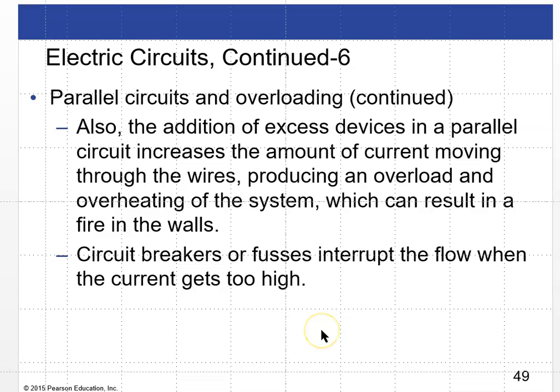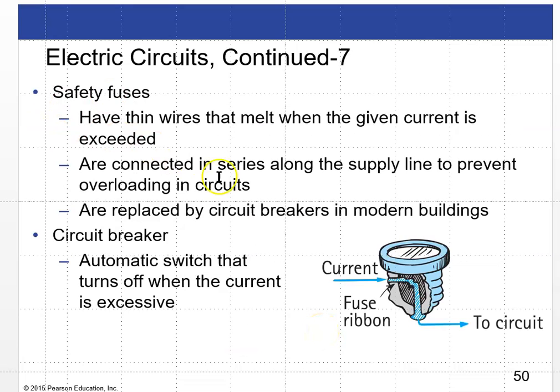So we put circuit breakers or fuses in that to interrupt the flow when the current gets too high. Now, safety fuses have thin wires that melt when a given current is exceeded, and they're connected in series along the supply line to prevent overloading in the parts of the circuit that need protecting. And now we are replacing those with circuit breakers in modern buildings because it's a pain in the butt. If this burns out, you've got to take it off, get another fuse and replace it.